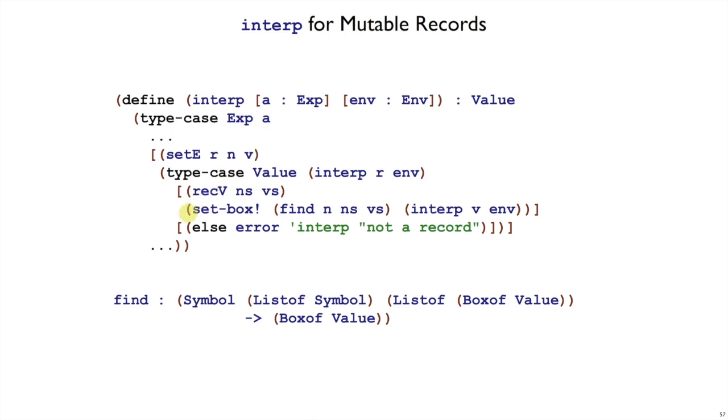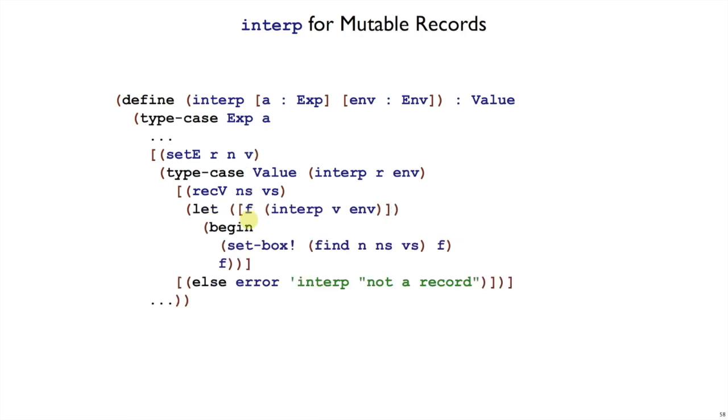This is almost right. You can see that we're using setbox to implement set, as you would expect. The only detail here is that set has to return a value. And if we make the same choice that we made for boxes before, let's say that the result of an imperative set returns the same value v, or the same value that it gets from interpreting v. So let's let f be the new field value. Let's install that into the box and return the f there.